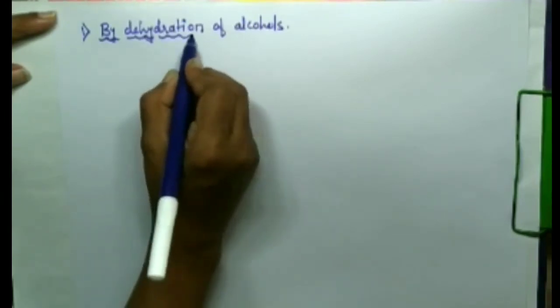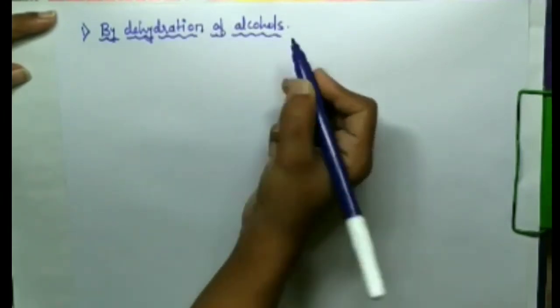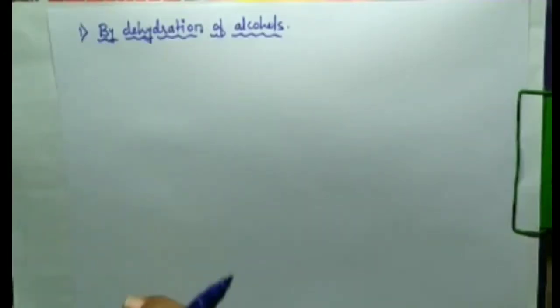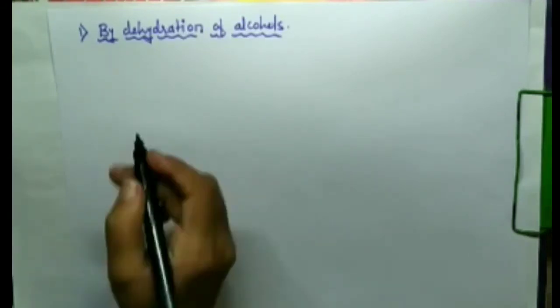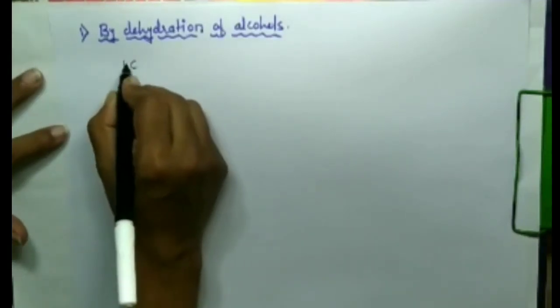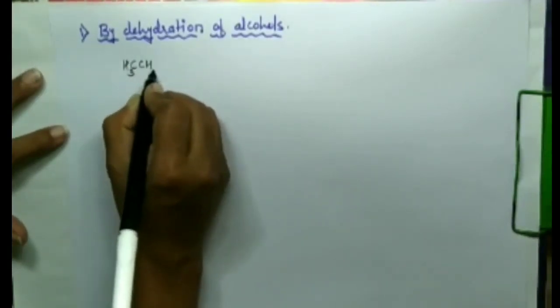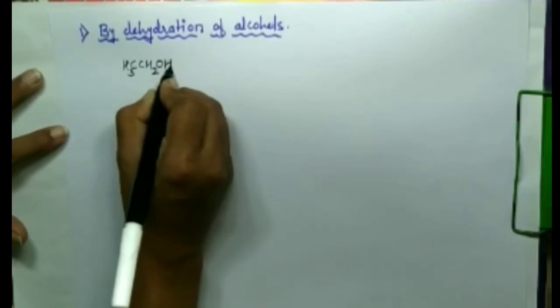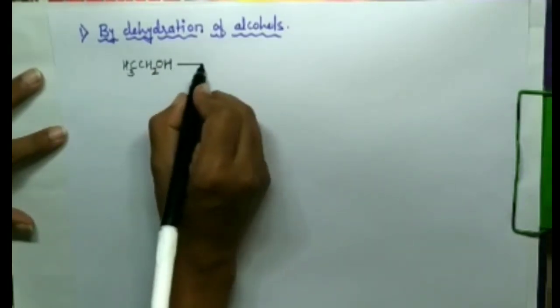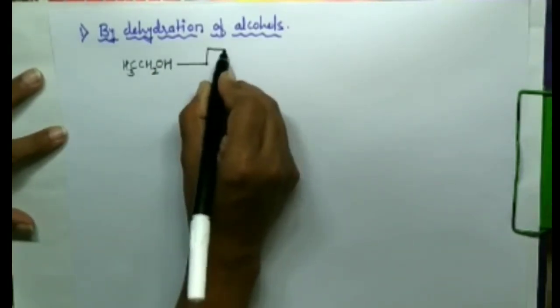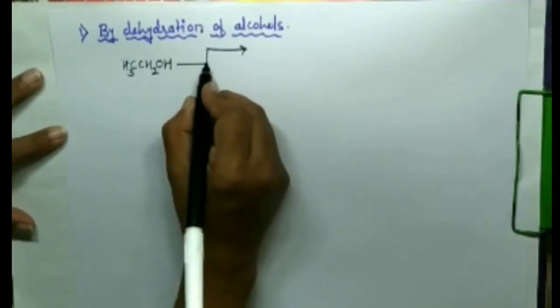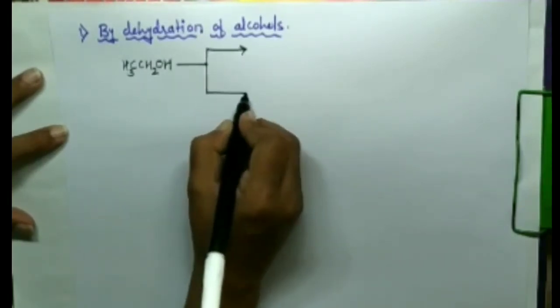Ethers are synthesized from alcohol, and preparation of ether by dehydration of alcohols. So here we are going to see ethanol, that is CH3CH2OH. Ethanol is converted into alkene as well as ether.